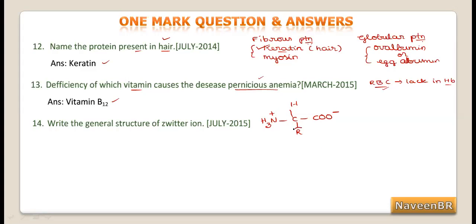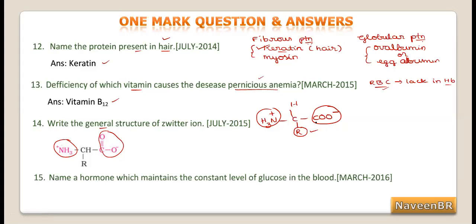This group R may be different for different amino acids. Hence, as they have asked for a general structure, we'll write this as R. If it is glycine or alanine, you need to write the R as the respective group: H for glycine, CH3 for alanine. Now, the answer explains the general structure in its zwitter ionic form. To identify the zwitter ion is very, very important. Either you can show it like this or you can write COO minus.